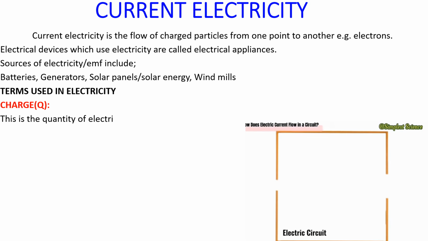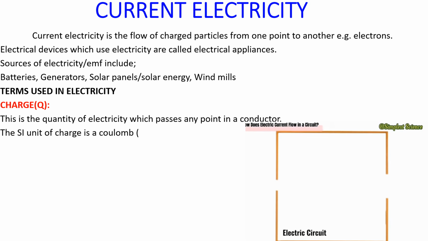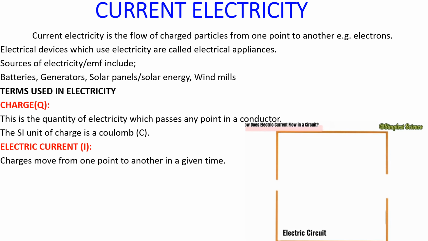So the terms used in electricity: there's a charge. This is a quantity of electricity which passes any point in a conductor. And the SI unit is coulomb. So electric current is also another term. Charges move from one point to another in a given time, and this rate of flow is called electric current. So current is the rate of flow of a charge.